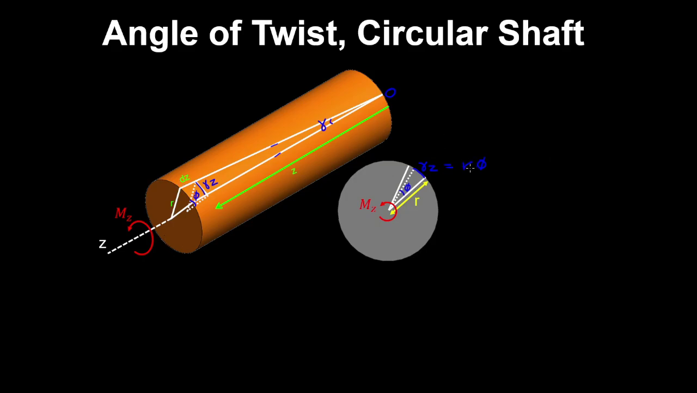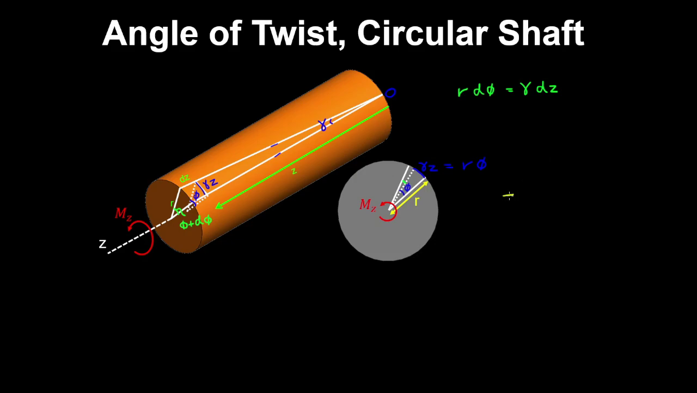So we can write this in differential form as r d phi, which is equal to gamma dz, where d phi is the change in the angle of twist between two sections. So this here is phi plus d phi for a section that's at z plus dz from the origin.